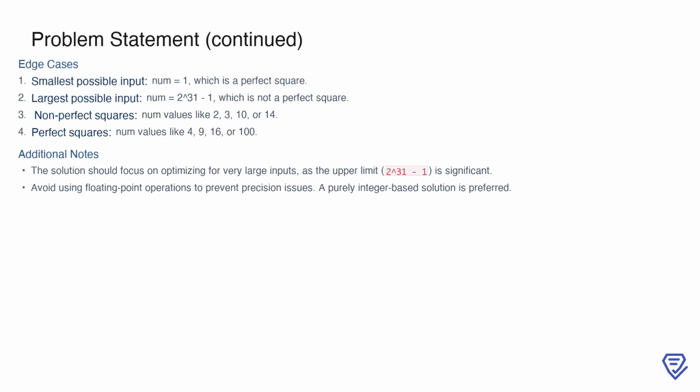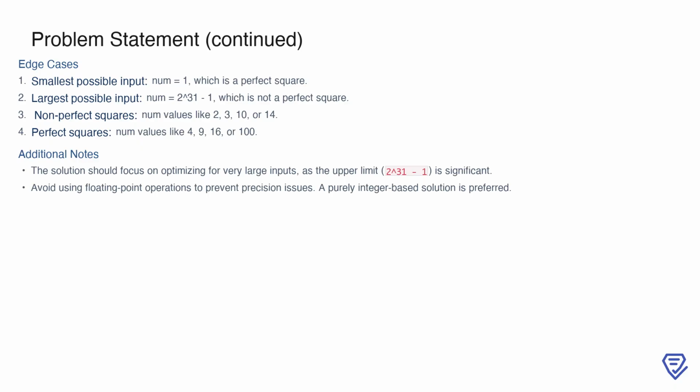To better understand the problem, let's consider some edge cases. The smallest possible input is number equals 1, which is a perfect square. The largest possible input, number equals 2 to the power of 31, is not a perfect square. Other examples of non-perfect squares include values like 2, 3, 10, or 14, where no integer squared equals these numbers. On the other hand, perfect squares include values like 4, 9, 16, or 100, which can all be expressed as n * n for some integer n.